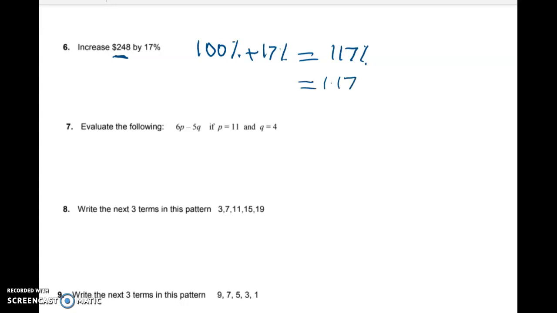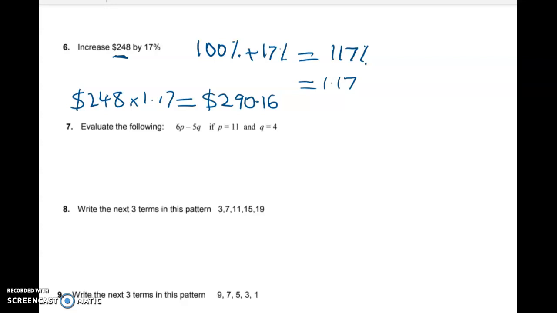Now, most of you by now will probably be doing that in your heads. That's fine. That's just a quick bit of revision. If you're not good on that skill, make sure you go to Dr. Frost and do a bunch of them. So the final answer here will be 248 times 1.17, which gives us $290.16.